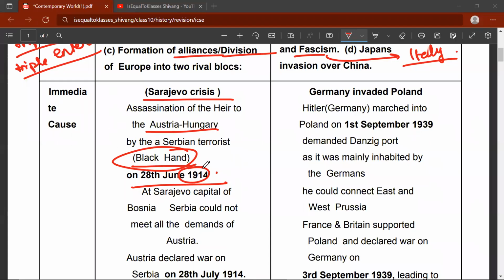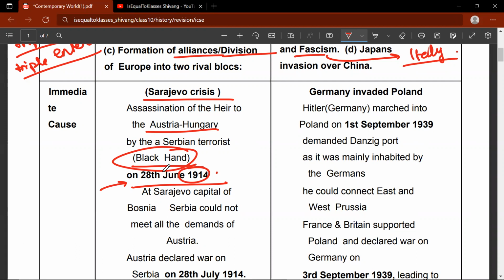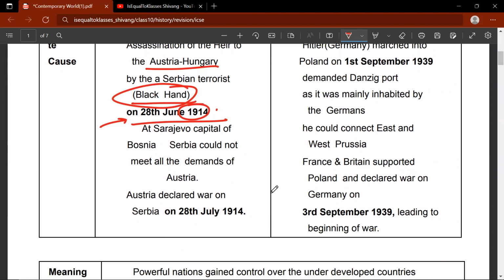It was officially agreed that World War I started in July instead of June, but the event that unfolded on 28 June 1914 plays a huge role. It was the spark that eventually led to a fire that consumed the whole of Europe. In the Sarajevo crisis of Bosnia, Serbia could not meet all the demands of Austria.